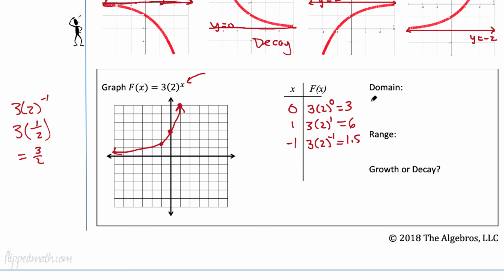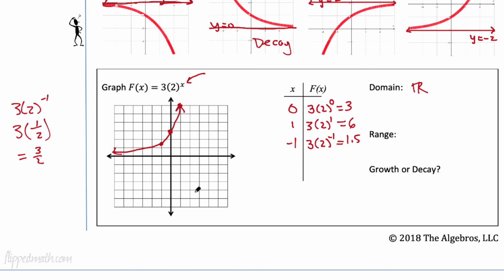The domain of this, well, let's talk about domain. Where does this go? This is going to go up forever. Can we plug in any x value here? Can we plug a 10 in? Yes, we can. It'll be a super high number, but we can plug a 10 in. We can plug 100 in. Can we plug negative numbers in? Yes. Notice how all of the x values get used here. So the domain here is all real numbers.